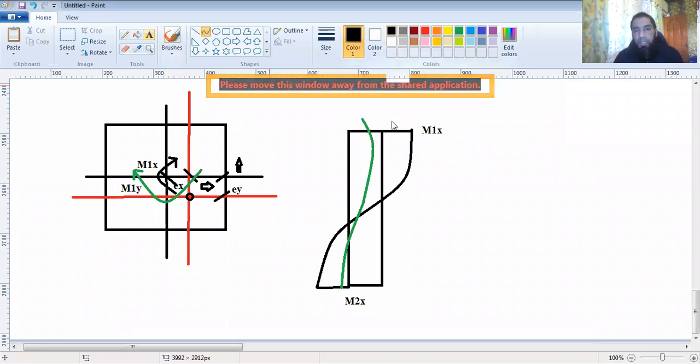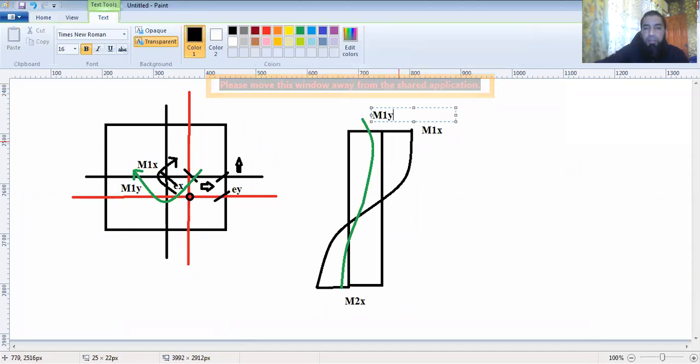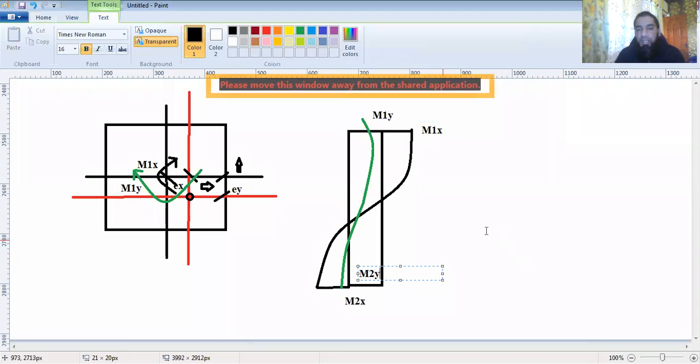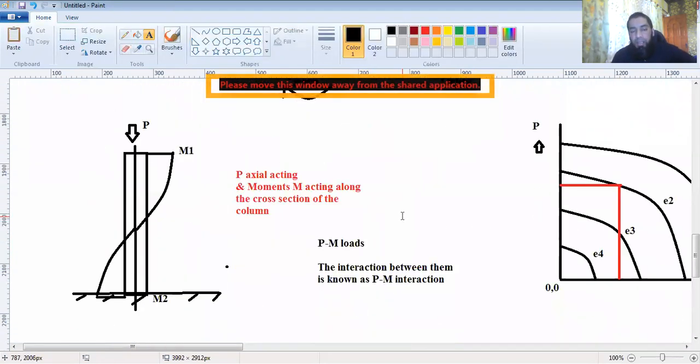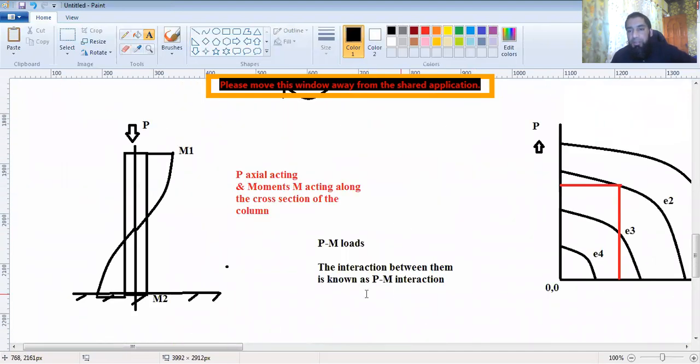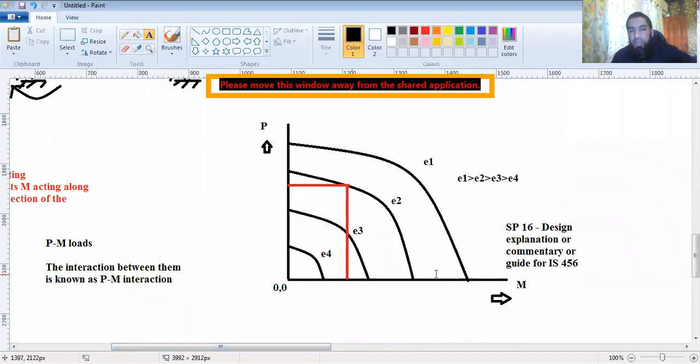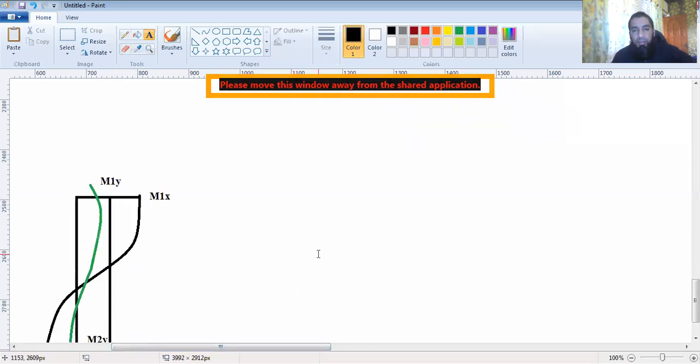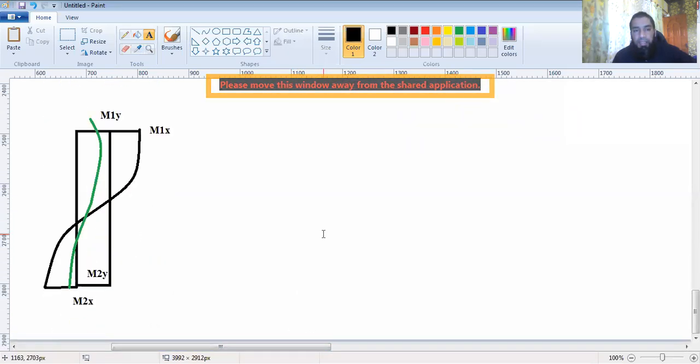So this would be M1y. This is perpendicular to it in the other direction. And similarly, you would have M2y at the bottom of this. So there will be two interaction curves for this column. This was PM. PM was here M1. In this case, there is M1x and M1y. So there are two types of interactions.